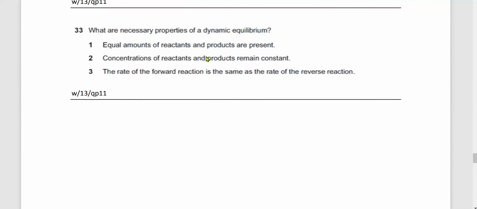So, what are necessary properties of dynamic equilibrium? So three, and two.